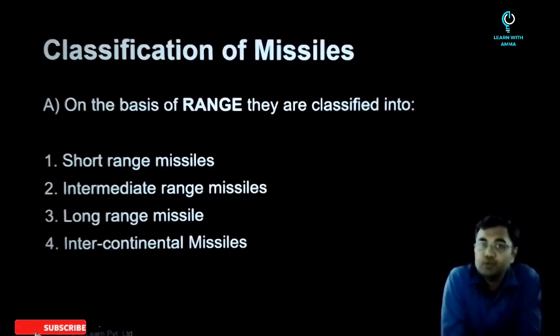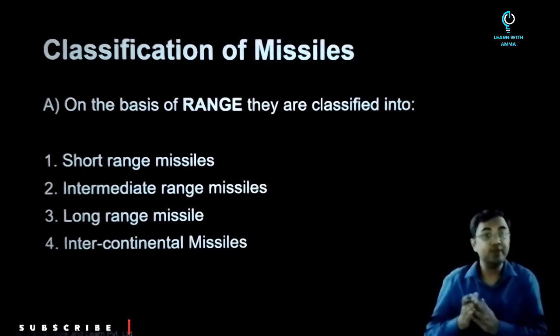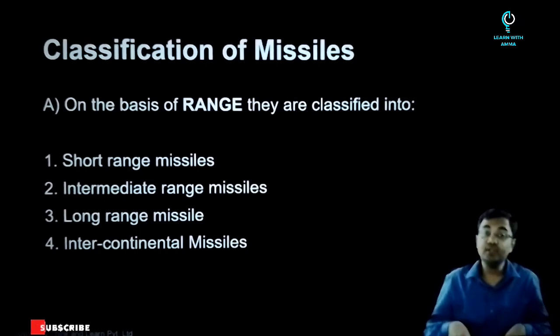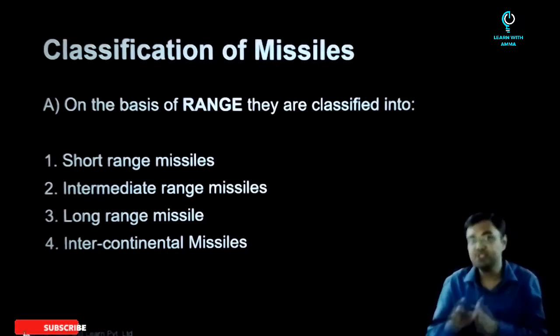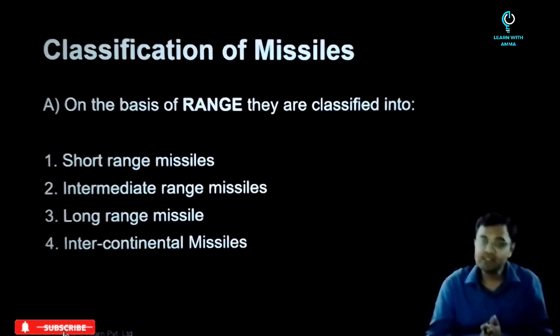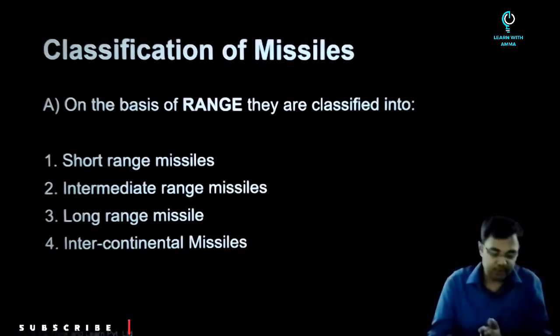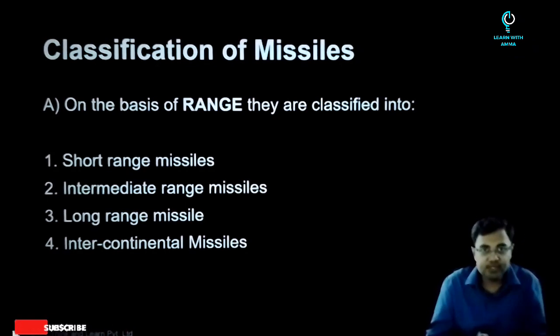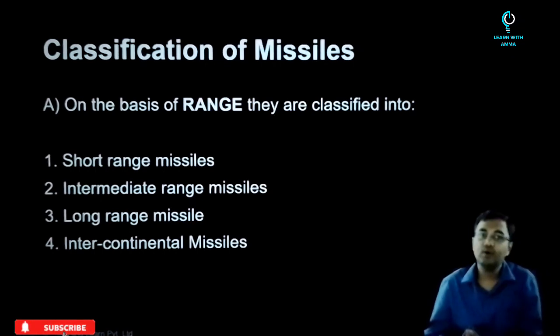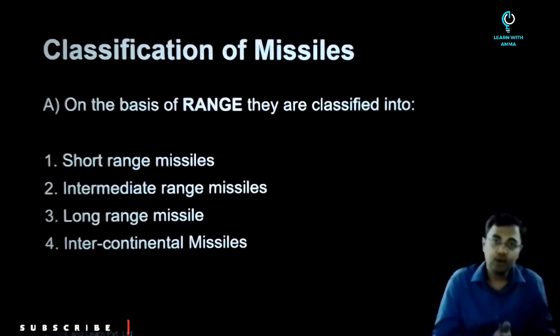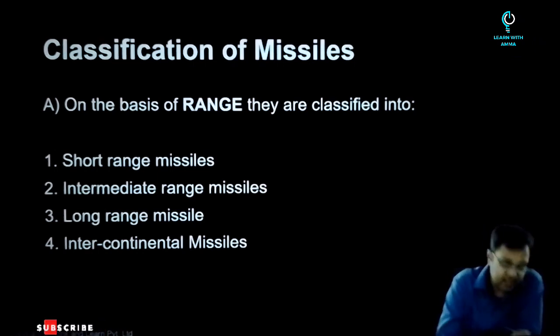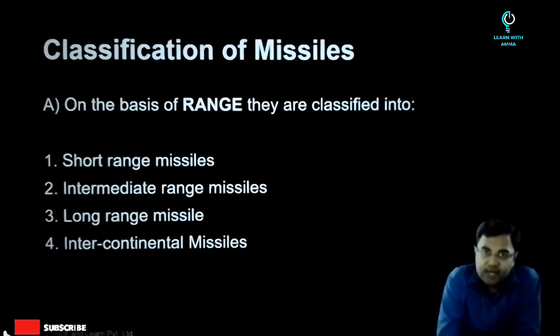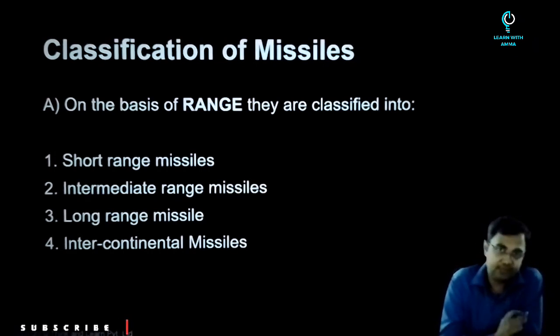the first thing that we need to look into is the classification of missiles. When we talk about the classification of missiles, there are many ways in which classification can be done, and all these classifications become very important from your prelims perspective. The very first thing that you look at on your screens is on the basis of range. On the basis of range, they can either be a short range missile, a medium range missile, or a long range missile. Not only this, there is another category which is called intercontinental missiles. So depending upon how far they can go, what is the range of the missile, this is the first way in which we classify the missiles.